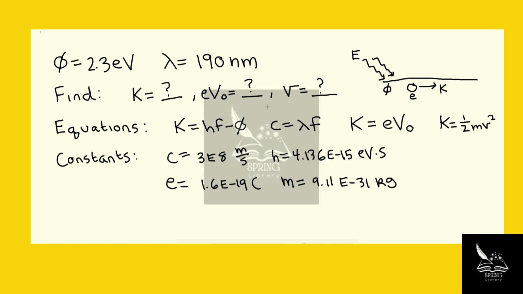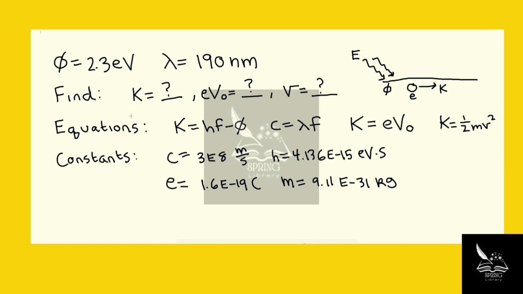One thing that's particularly worth noting is that the stopping potential eV naught is going to simply be equal to the kinetic energy of the ejected electrons. You can see from the diagram, incident light hits the surface with a particular energy. The surface has a work function phi. If the energy is greater than this work function, we will be ejecting electrons, which will have a kinetic energy. For these ejected electrons with kinetic energy K to come to rest after being ejected, they need to go through a potential difference equal to K. So that's one thing worth noting.